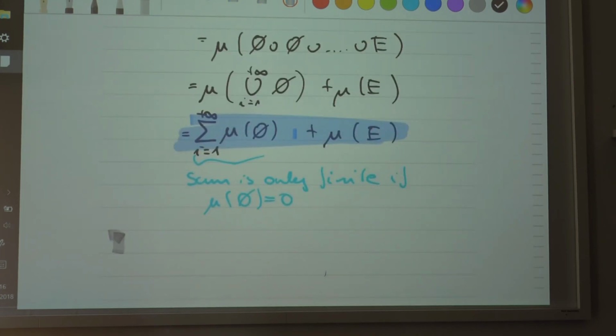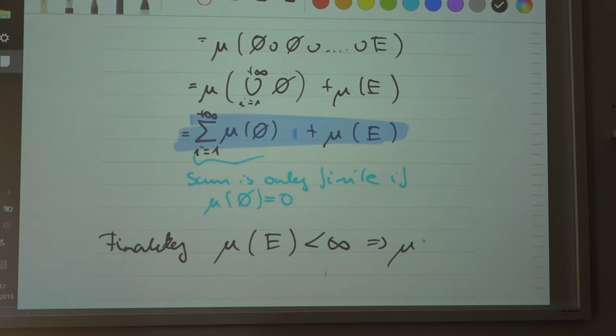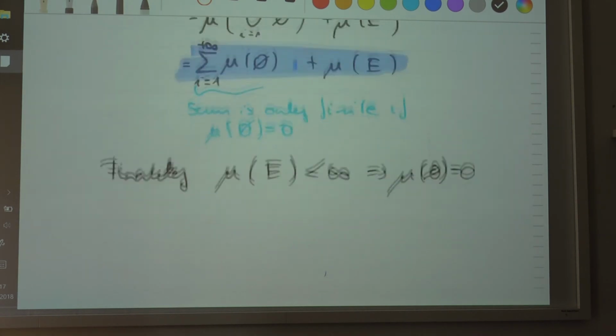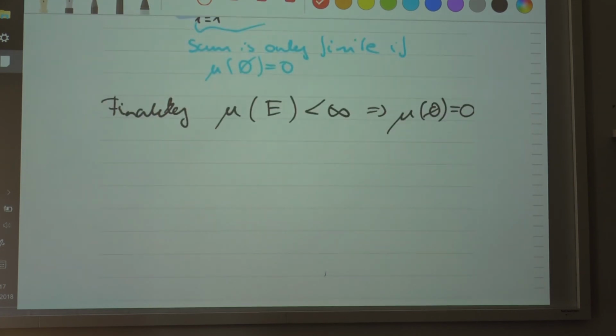So finally, let me just summarize that. If the image of this set is finite, then this implies that the image of the empty set must be equal to 0. Got this? Okay.